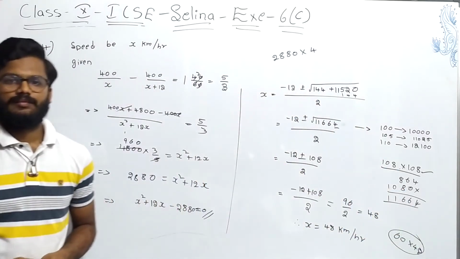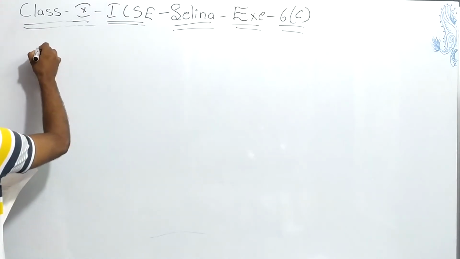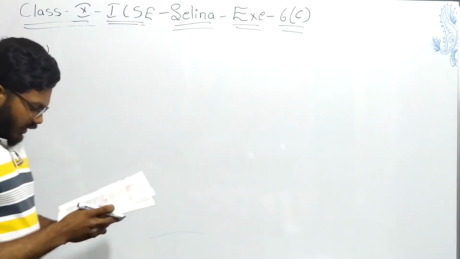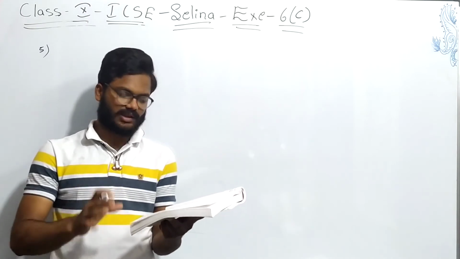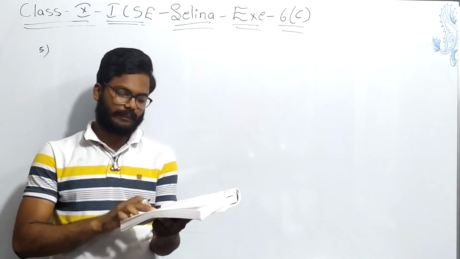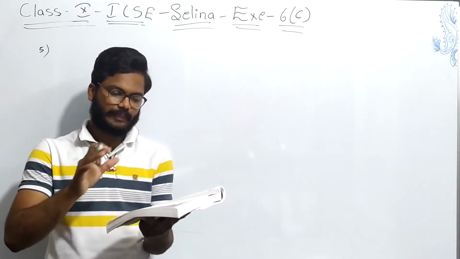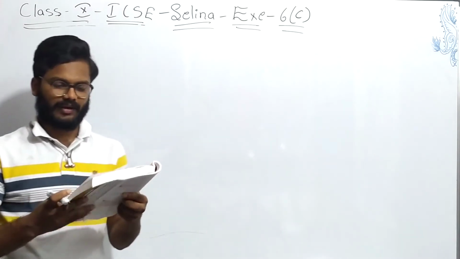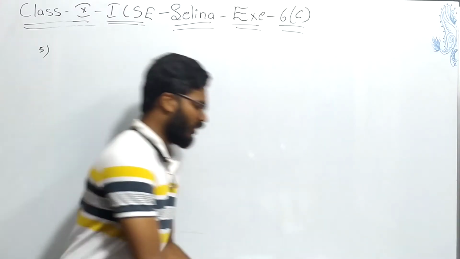Okay. Fifth question. A girl goes to a friend's house which is at a distance of 12 kilometers. She covers half of the distance at a speed of x kilometer per hour and the remaining distance at the speed of x plus 2 kilometer per hour. If she takes 2 hours 30 minutes to cover the distance.